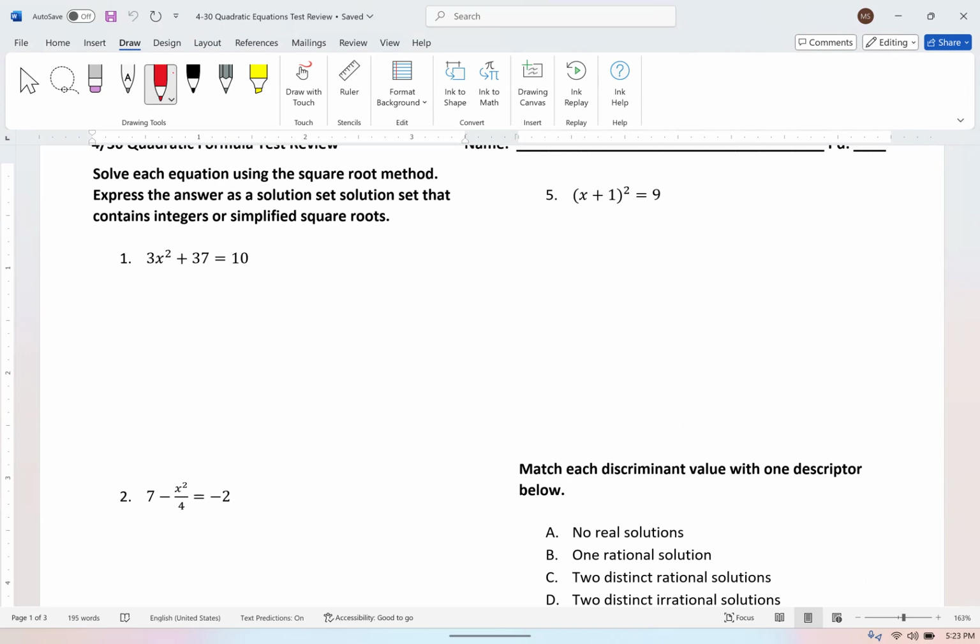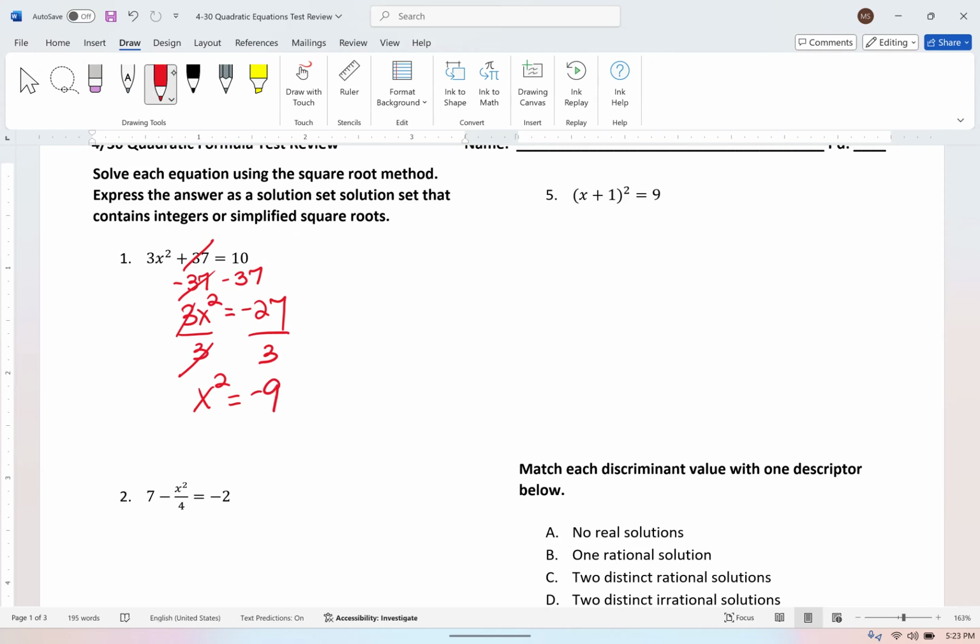So like this one. We're going to get rid of the 37 first because what we're trying to do is isolate the x squared term. So I'll bring down the 3x squared. 10 minus 37 is negative 27. All right, now I'm going to get rid of the 3, divide by 3. So x squared equals negative 9.